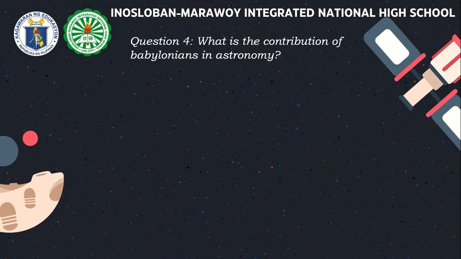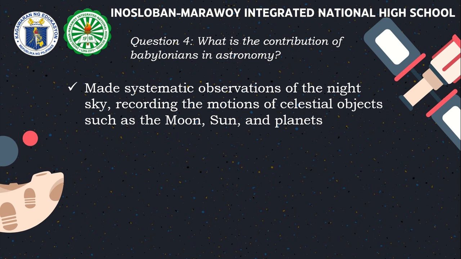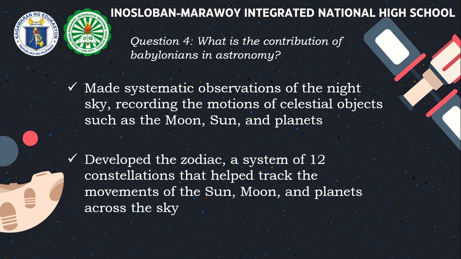And then, okay, so ito na yung mga contribution ng mga Babylonians. Made systematic observation of the night sky, recording the motions of celestial objects such as the moon, sun, and planets. Okay, nire-record na nila yung mga motions ng mga celestial objects dati-dati pa. Okay, so napapaisip tayo, ano kaya ang ginamit nilang instruments for that? May telescope na ba? Okay, so syempre in Babylonian times, wala pa, di ba?